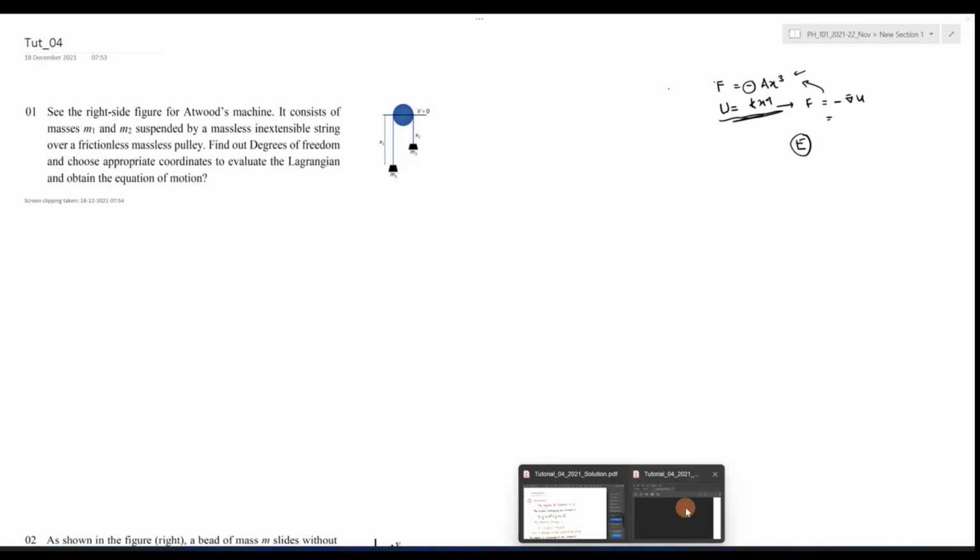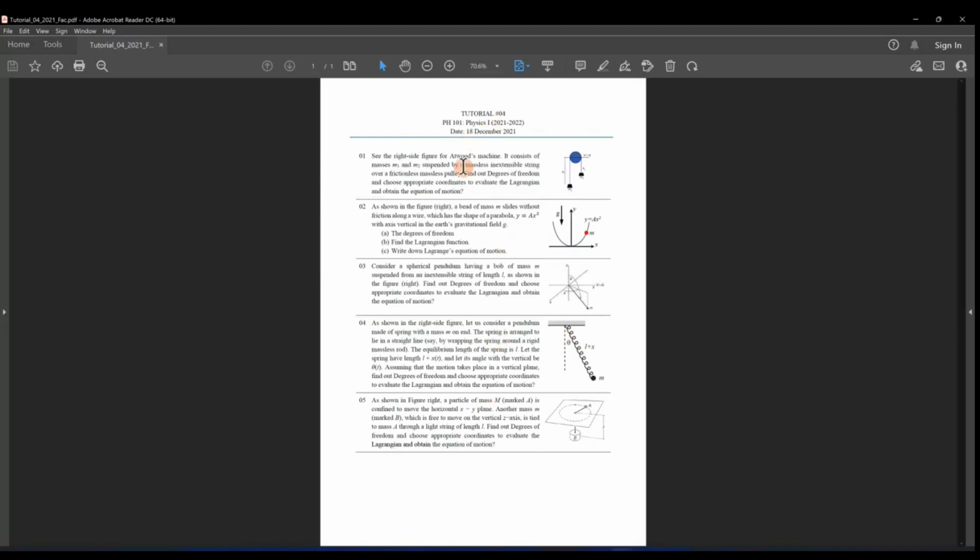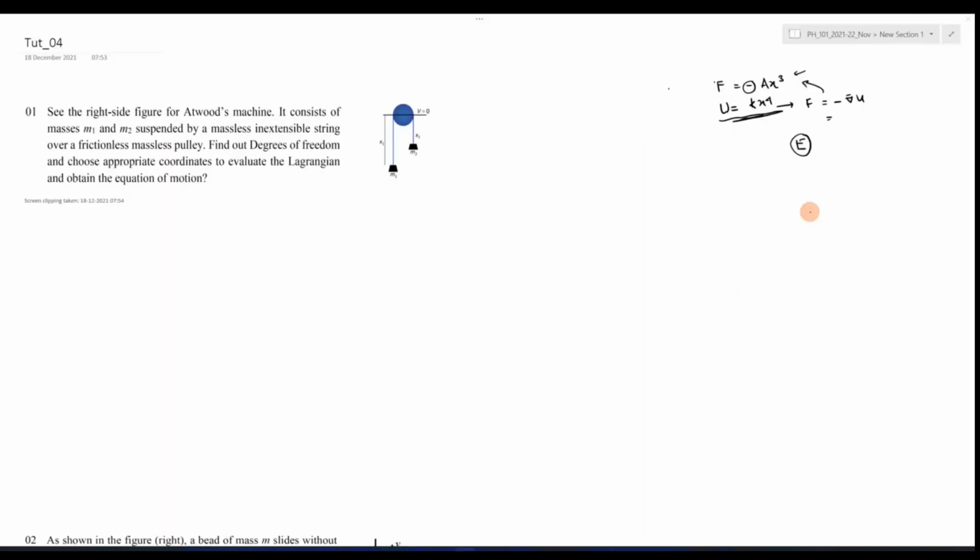So, good morning, everyone. Today we have five problems in tutorial number 4. All the problems are related to finding the Lagrangian. For that, you first have to choose appropriate degrees of freedom, and finally you write the potential. You can write the Lagrangian after that, and then you apply the Lagrange equation, and you will get the equation of motion. So, this is the scheme.